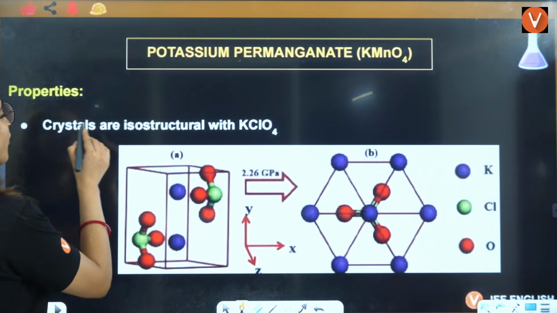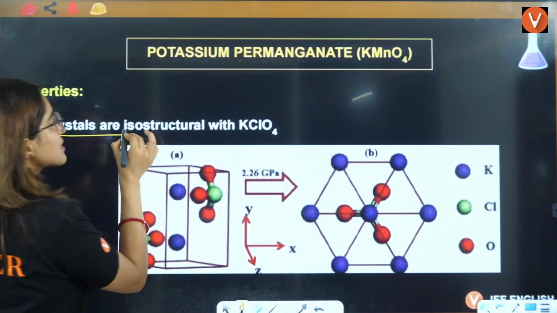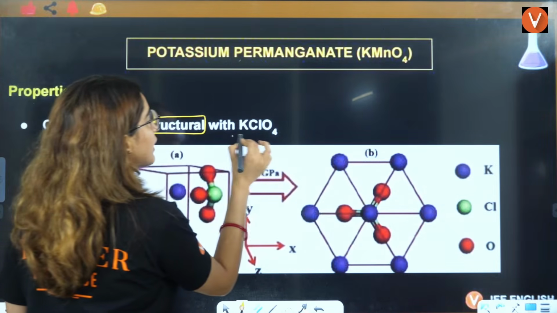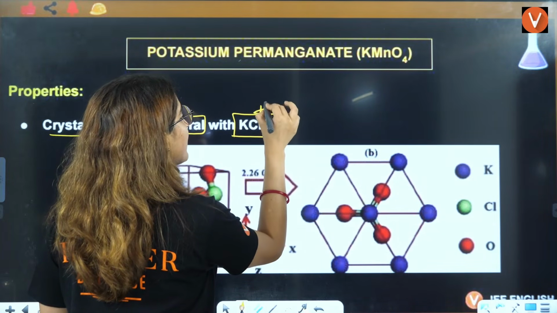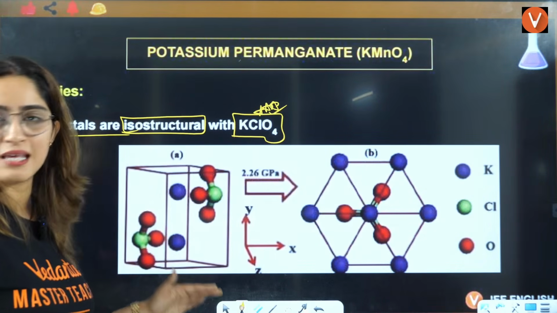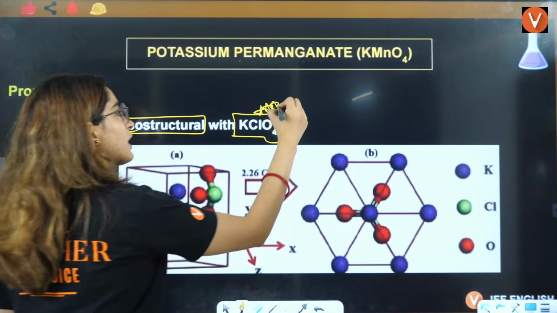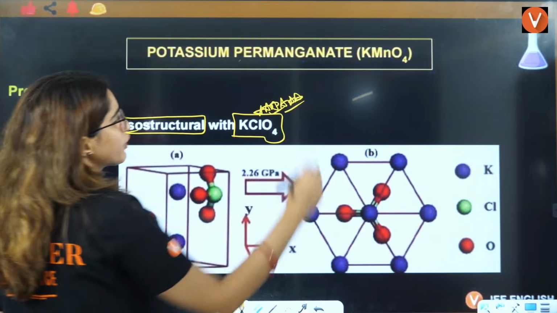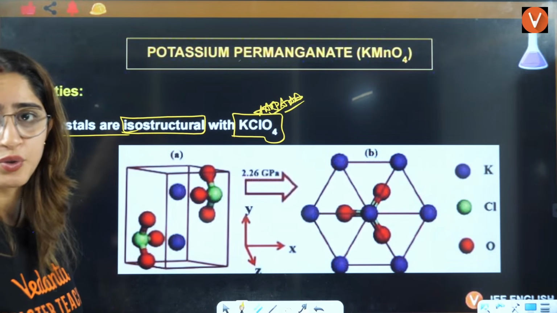Then a very important question: the crystals are isostructural with KClO4. Very, very, very important. The lattice structure is the same as KClO4, right? This is very important. This is a line from your NCERT, so they can directly ask you this.